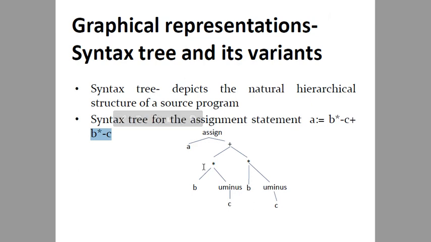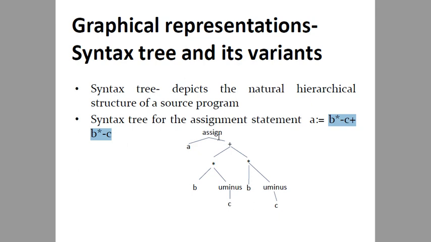These two portions, B into minus C and B into minus C, are both added by another node, which is another interior node. So the portion after the assignment is B into minus C plus B into minus C. This portion of the syntax tree represents B into minus C plus B into minus C.